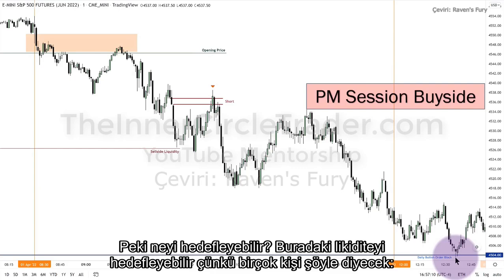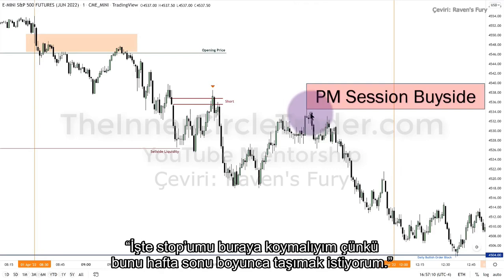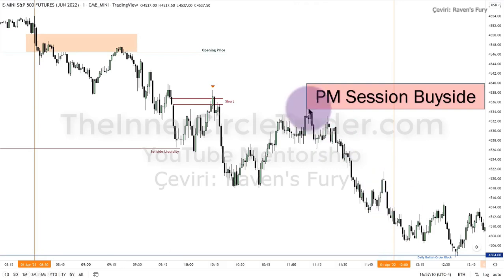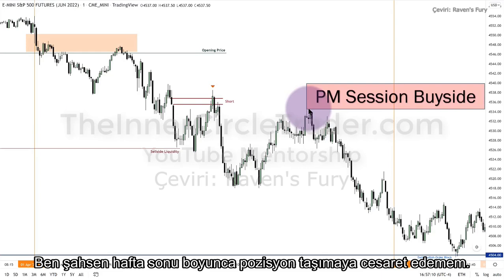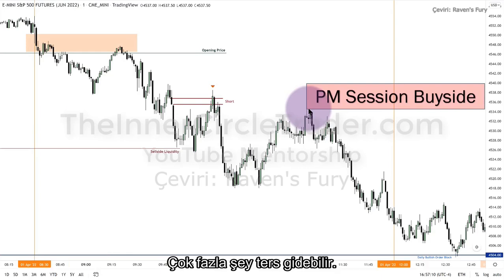What can it aim for? Well, it can aim for the liquidity resting right here, because a lot of people are going to say, wow, this is the place where my stop should be because I want to hold on to this thing over the weekend. Now, I don't know who has the courage to do that anymore with all the things going on around the world. I personally don't have the courage to hold over the weekend. It's just too many things can go wrong.